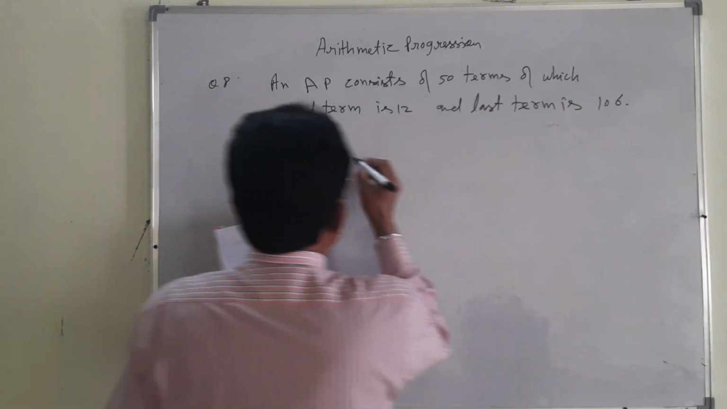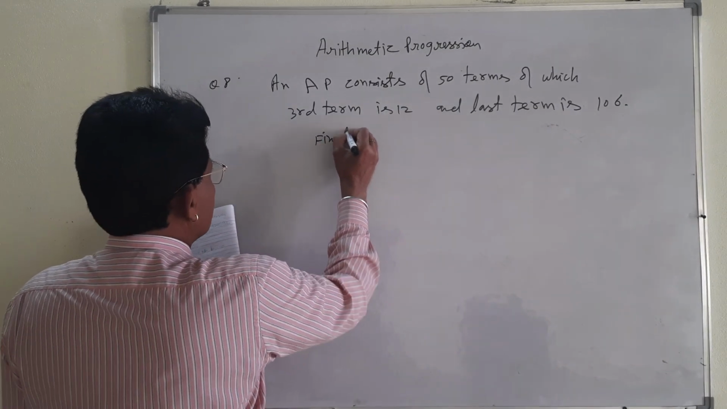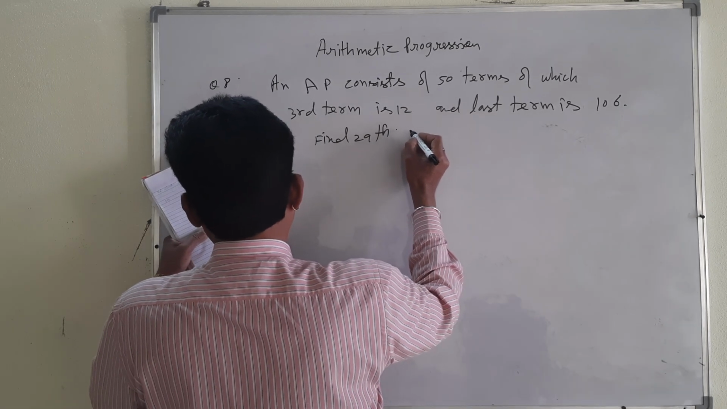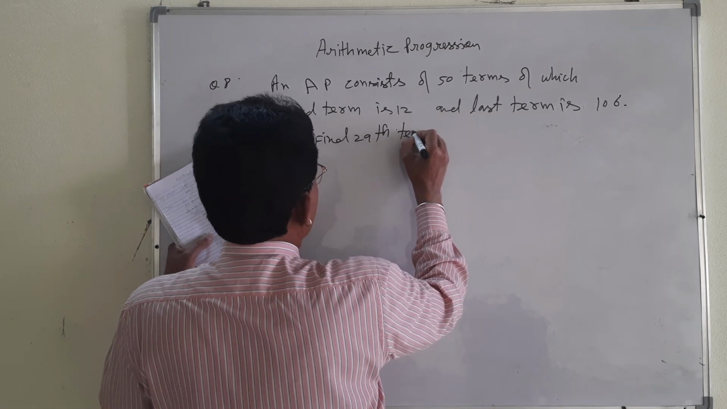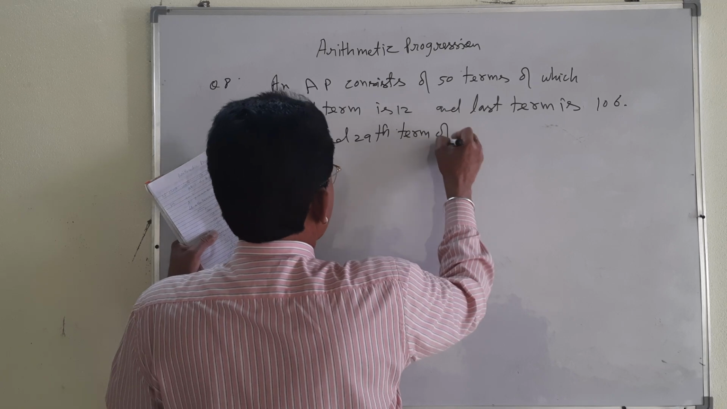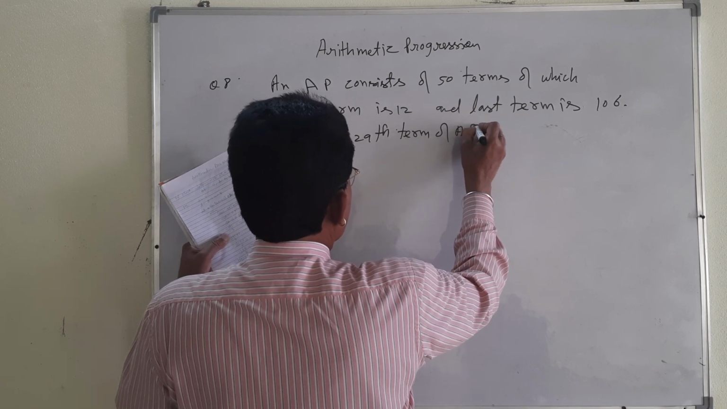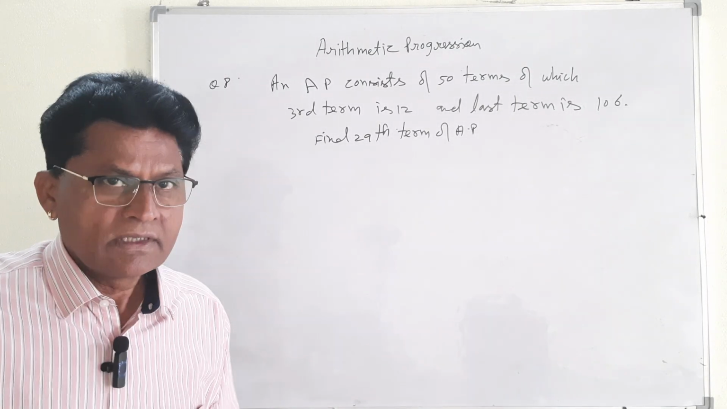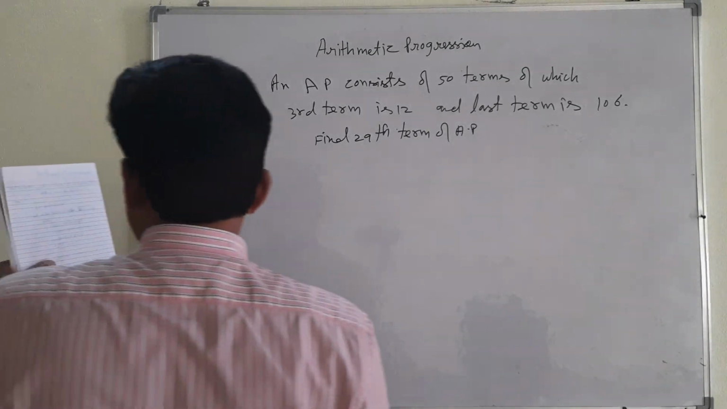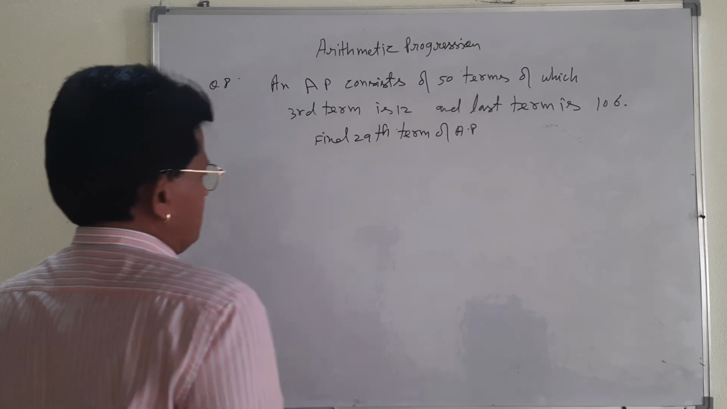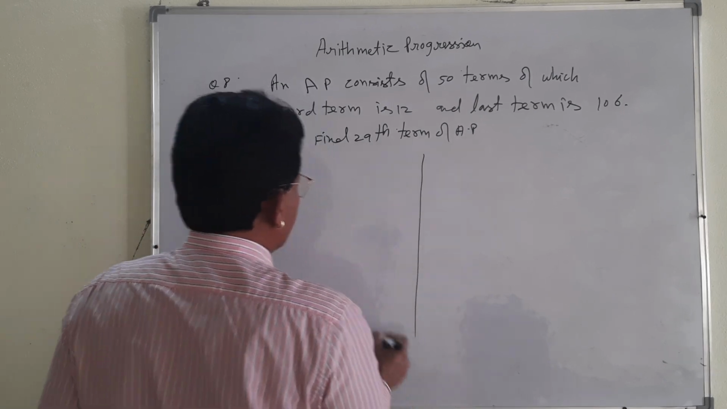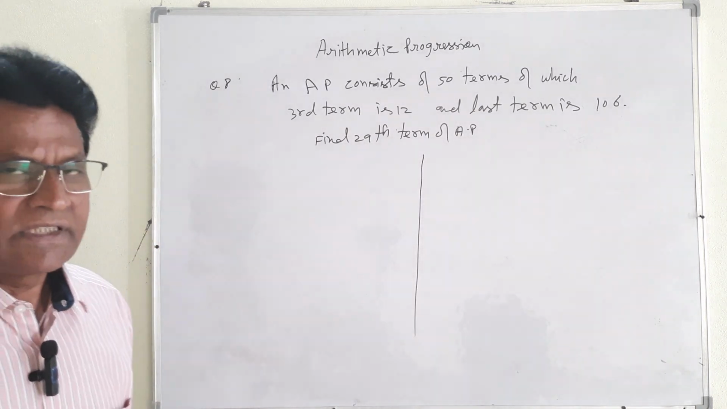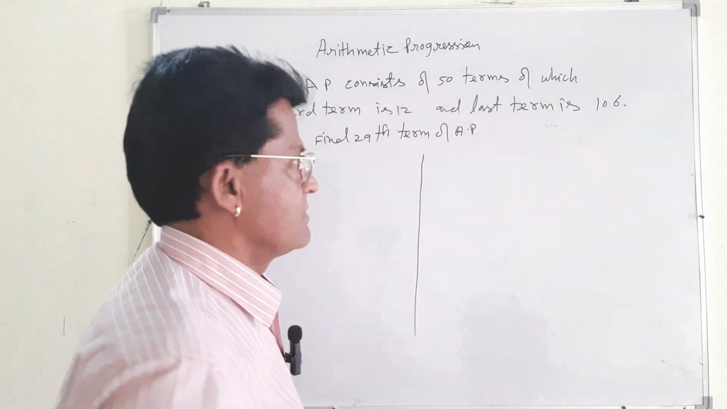Then my dear student, you must find the 29th term of this AP. What will be the 29th term? The last term is given. What do you mean by last term? The nth term. I will take the two cases. First of all, total number of terms, these are 50. n will be equal to 50.